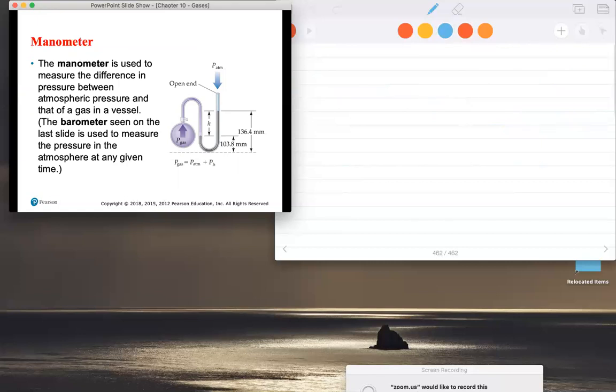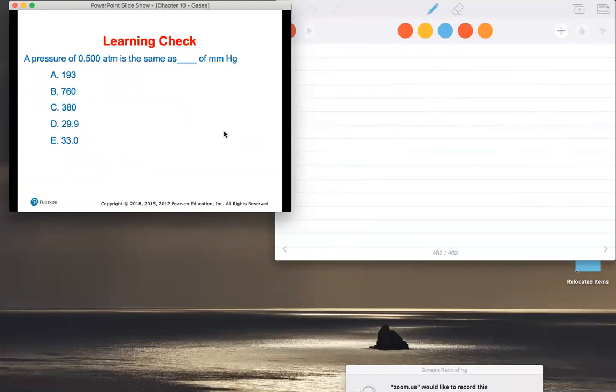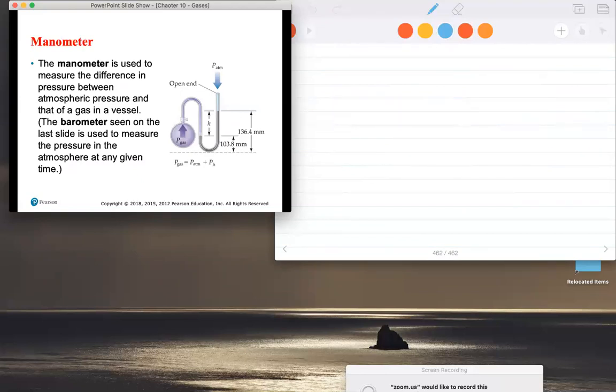Now, in the previous slide, the instrument used to measure atmospheric pressure we call a barometer. This is called a barometer right here. It might look different from another text, but for a sample of a gas, we use what we call a manometer. A manometer is an instrument used to measure the pressure of a sample of a gas. The construction of a manometer looks like this. It has a U-shaped arm.